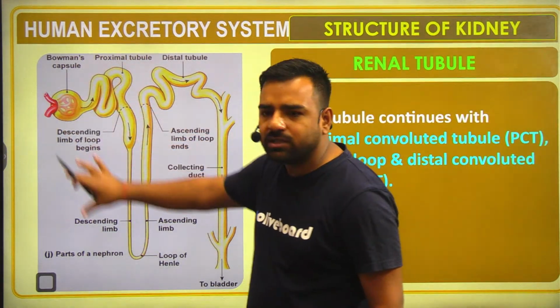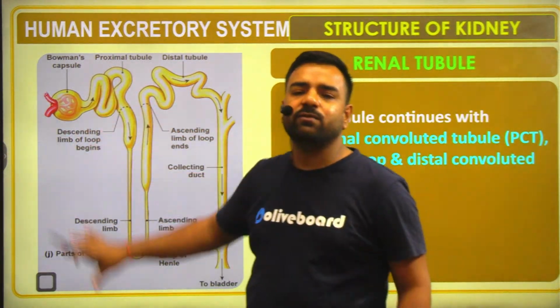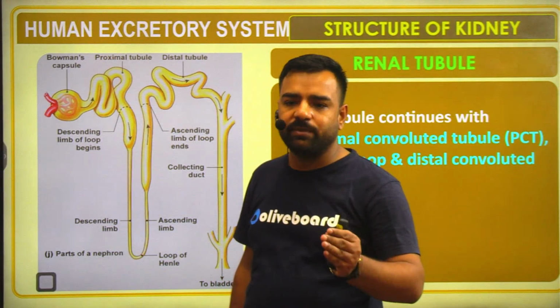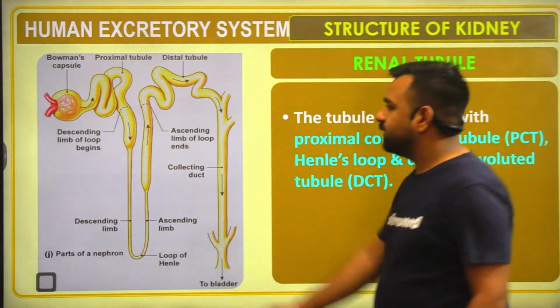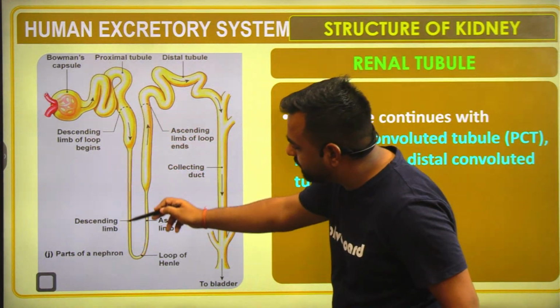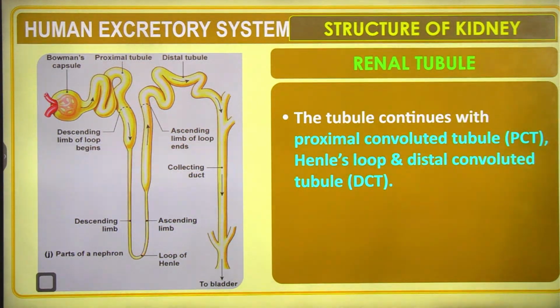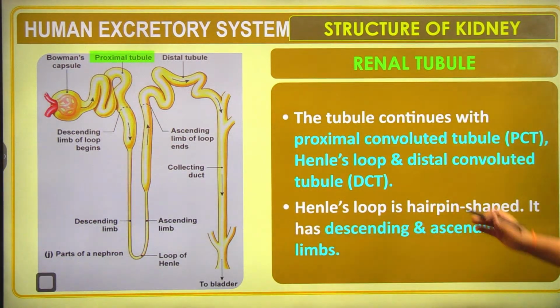So that's the whole structure via which this waste is actually generated. That is, I'm talking about the urine basically. Fine. Okay, so that's the descending limb as discussed as it is going down, and this is the ascending limb that is coming up. So here we have this Henle's loop and distal convoluted tubule, that is DCT. So Henle's loop is hairpin shaped. It has descending and ascending limbs.